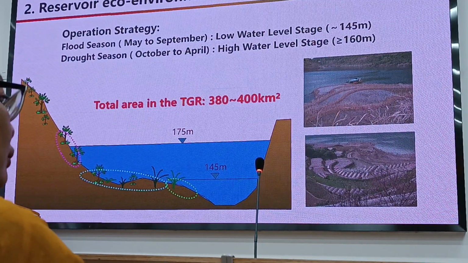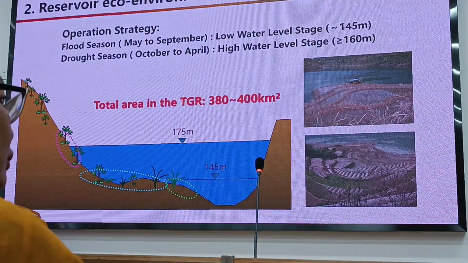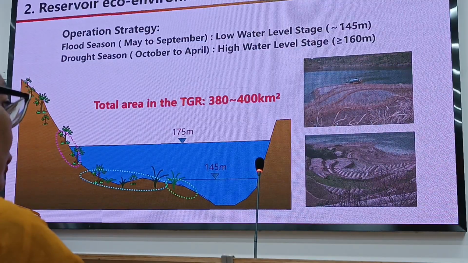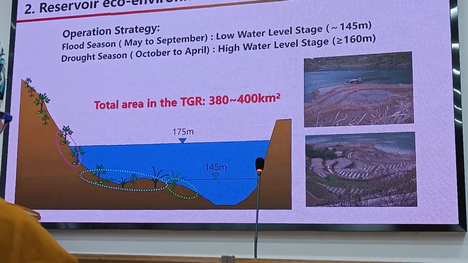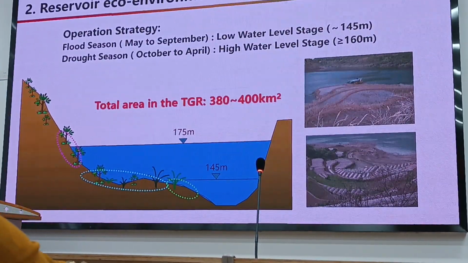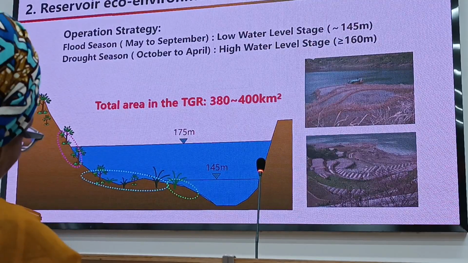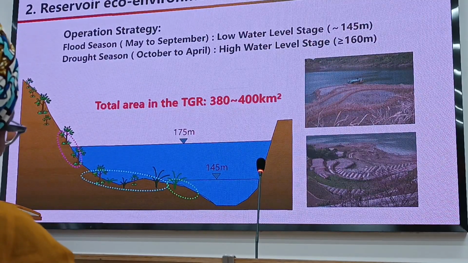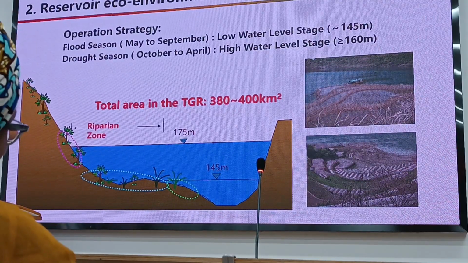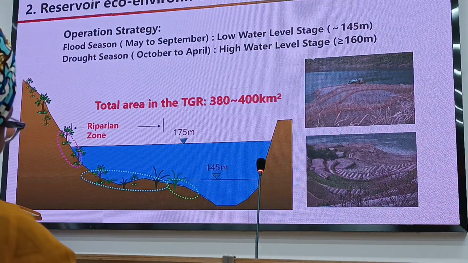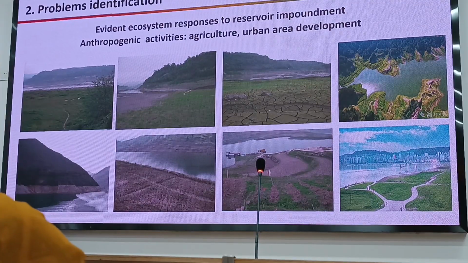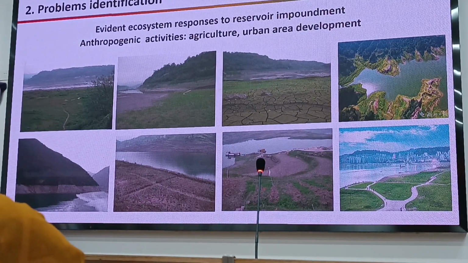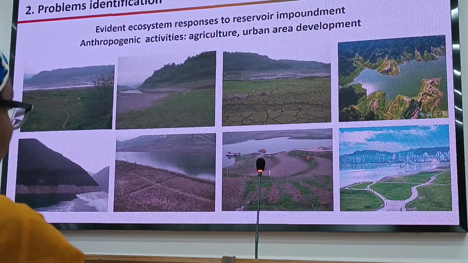Yesterday, the water level I checked online was around 160. So you see that the total area of seasonally drawdown area is 380 to 400 square kilometers. It's a huge one. And we also studied this kind of zone. So these are ecosystem responses after the reservoir impoundment, in the reservoir drawdown area.